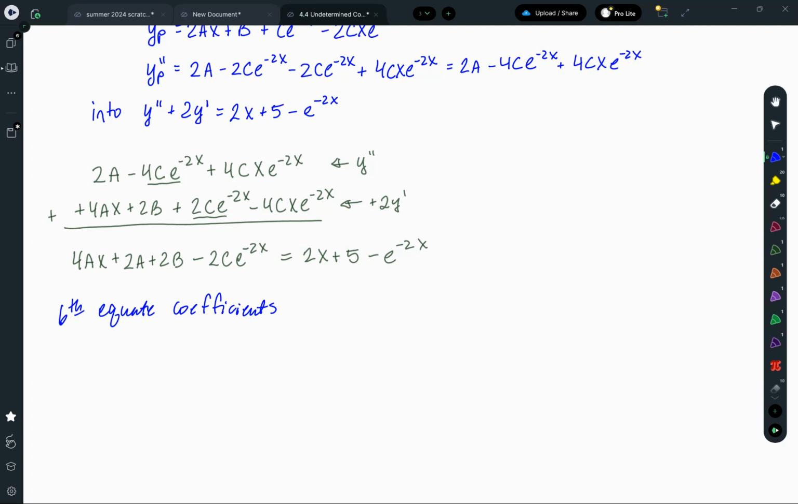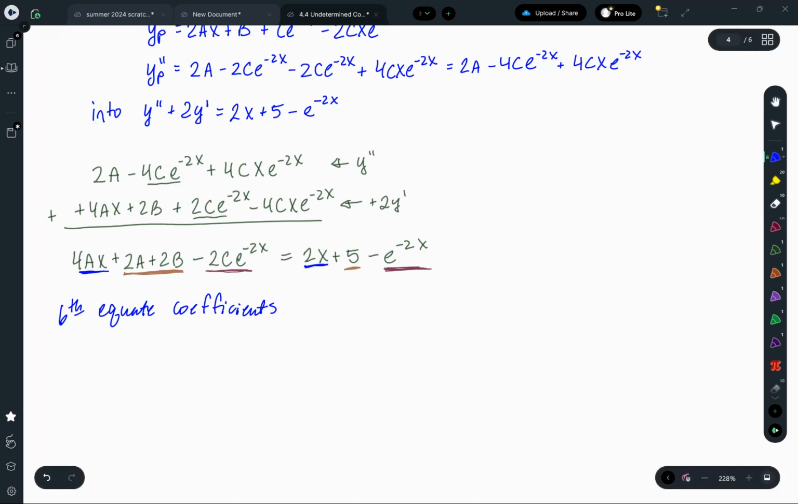Okay, I'm a big fan of using multiple colors while I do this, or multiple lines. So I'm going to go through and underline like terms. I have a 4ax and a 2x. Then I have a 2a plus 2b for the constants, and then I have a 5. And then finally, I have a minus 2c e to the minus 2x, and I have a minus e to the minus 2x. So I'm expecting 3 equations.